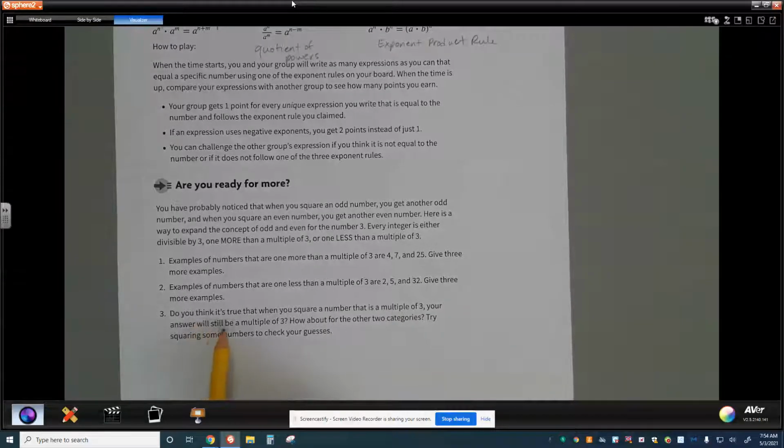Question comes down, do you think it's true that when you square a number that is a multiple of 3, your answer will still be a multiple of 3? How about for the other two categories? Try squaring some numbers to check your guesses. Go ahead and give it a shot just as an extra piece, extend your learning, and I want to see what you come up with.